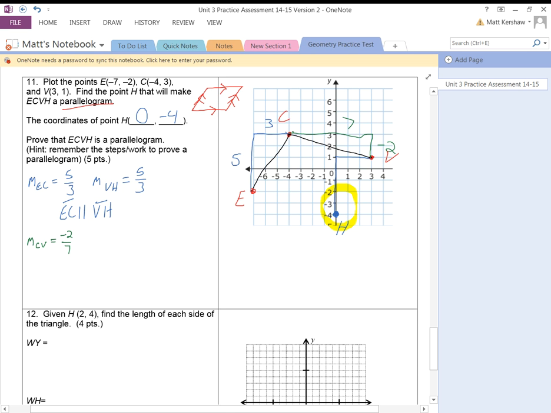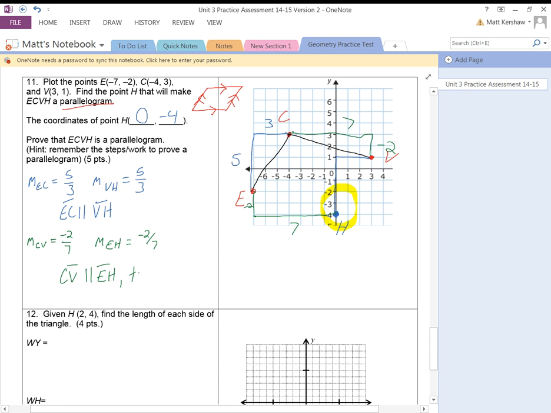So if H is in the right spot, if I do that triangle again, go down 2, and 1, 2, 3, 4, 5, 6, 7. Since it landed right where I wanted it to, I now know that the slope of EH is -2/7. And so that means that CV is parallel to EH.